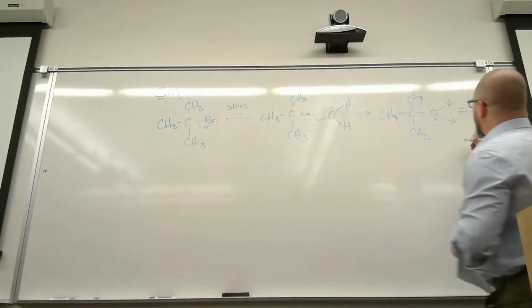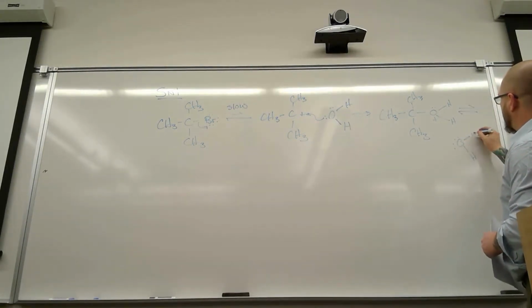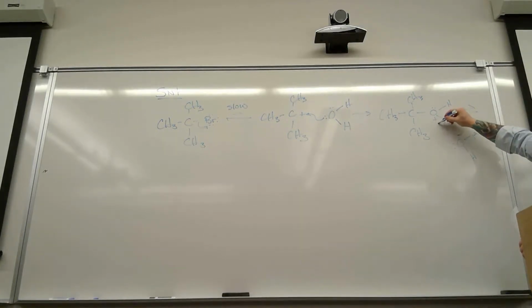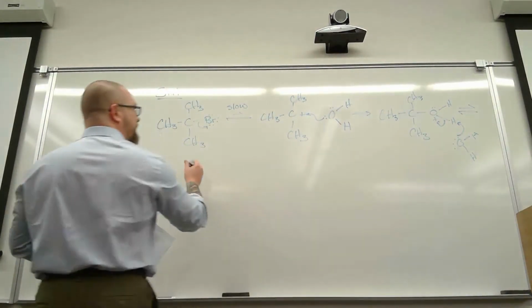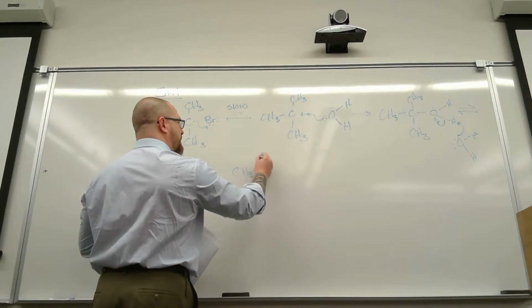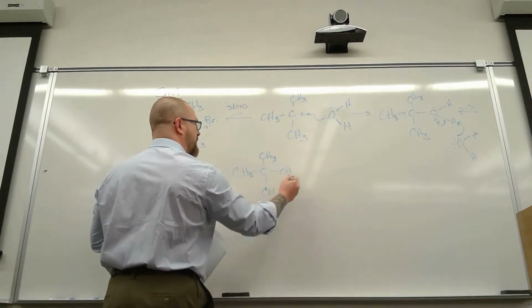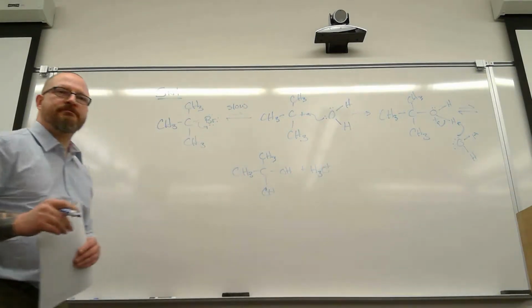And then we get a second step where our second equivalent of water comes in and grabs the proton, breaking this bond, pushing the electrons to this oxygen, and satisfies the positive charge. And so our product is going to be the T-butyl alcohol and the generation of a little bit of acid.